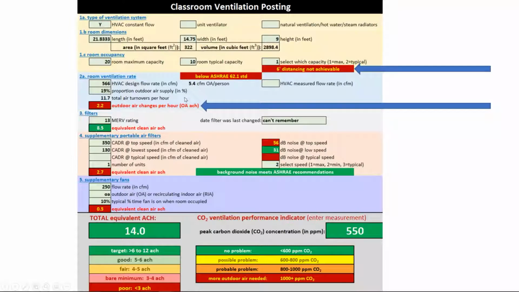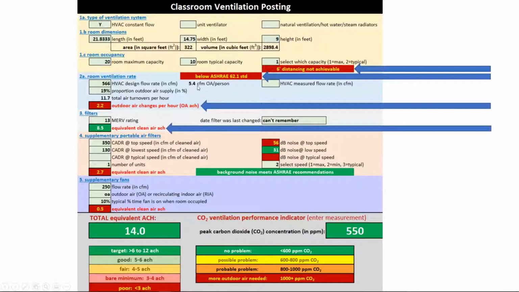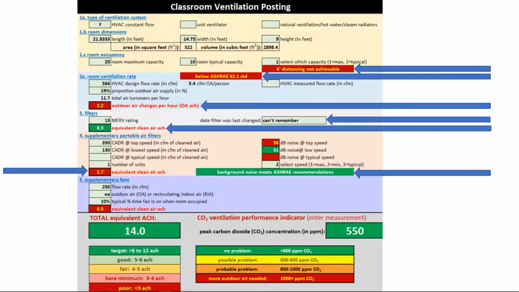We know the total outdoor air changes from the ventilation system, and we know whether or not it meets ASHRAE 62.1. We have the filters here and the equivalent air changes that the filters provide, and we also have the date, or don't know the date, when the filter was last changed. We know about the ASHRAE noise recommendations on the portable air filter and how many air changes that provides. And then we also have the supplementary fan.